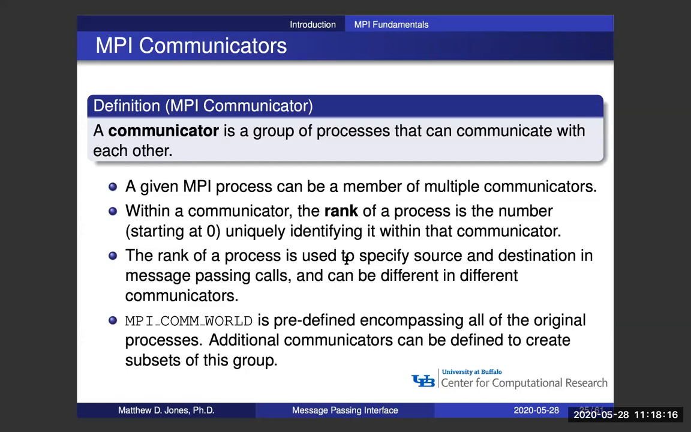MPI communicators are basically just another bit of lingo here for the groups of processes that can actually communicate with each other. And it won't surprise you too much to learn that any given MPI process can be a member of multiple communicators. So within each communicator, another bit of lingo here, the rank of a process is the number starting from 0 to n-1 that uniquely identifies it within that communicator. So this rank then gets used when you're actually constructing all your messages to send back and forth.